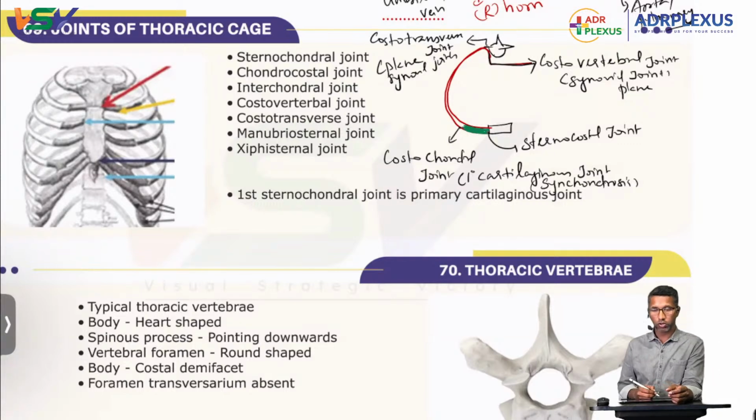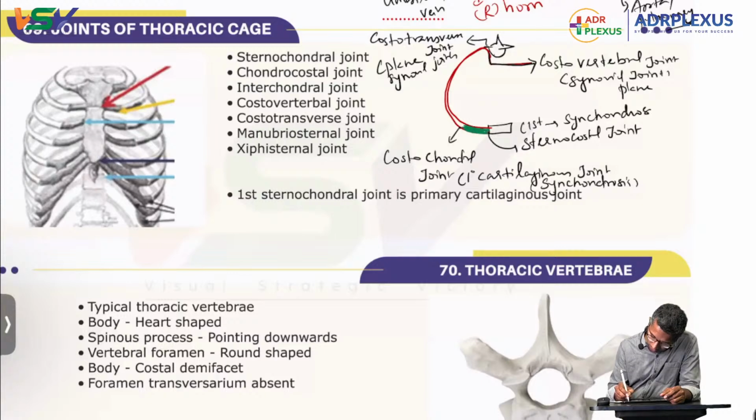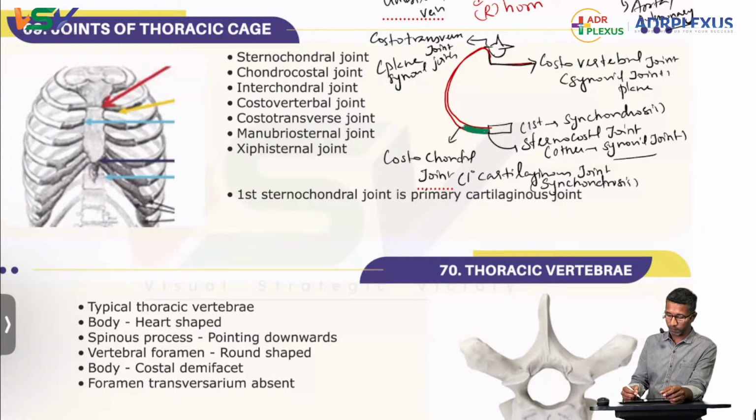When you take the sternocostal joints, only the first sternocostal joint is synchondrosis in nature, that is, a primary cartilaginous joint, whereas all the other sternocostal joints are synovial joints.